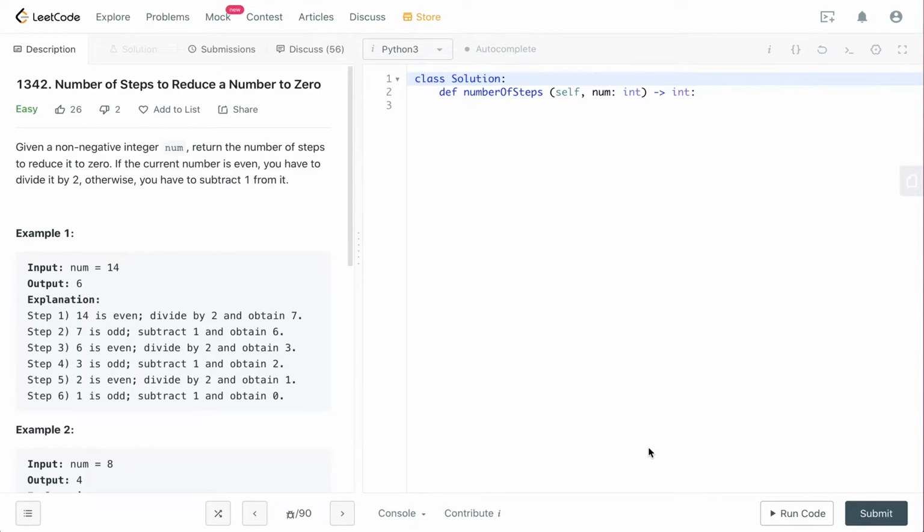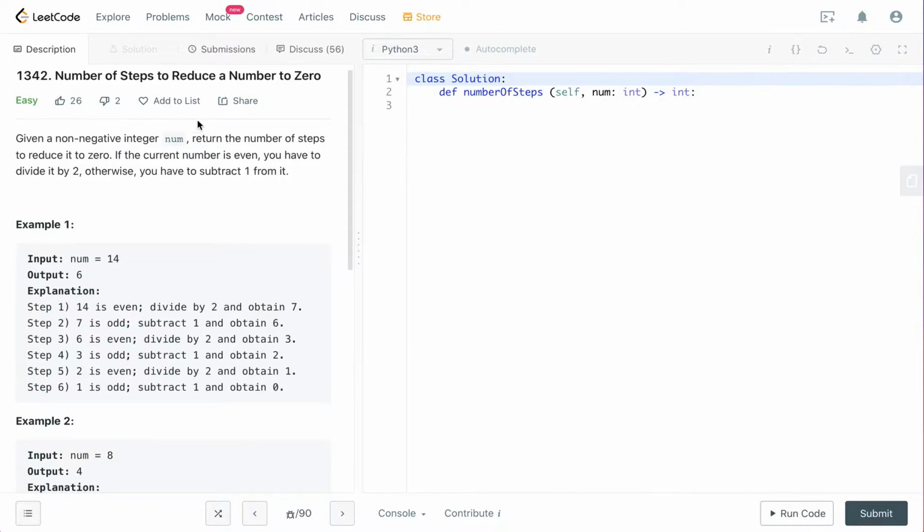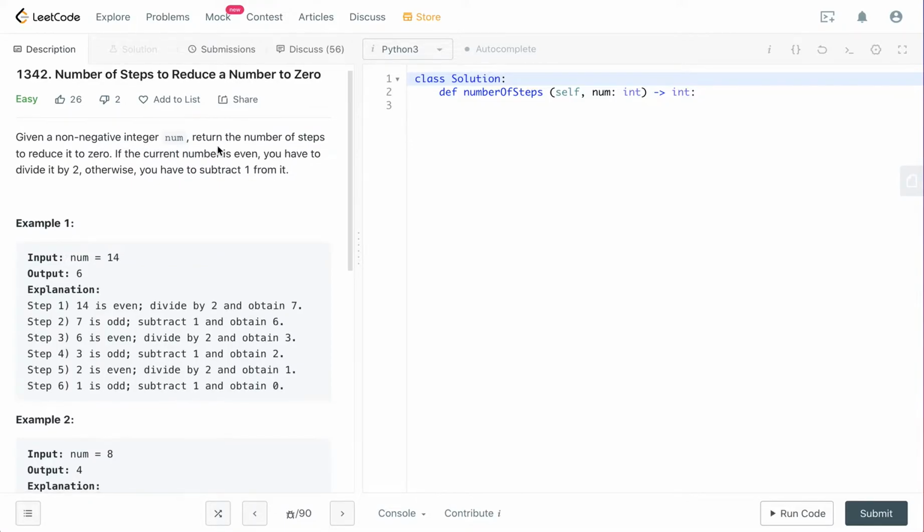Today we're gonna have a very quick tutorial about how to solve the LeetCode problem Number of Steps to Reduce a Number to Zero in Python. So given a non-negative integer num, return the number of steps to reduce it to zero. If the current number is even, you have to divide it by 2, otherwise you have to subtract 1 from it.